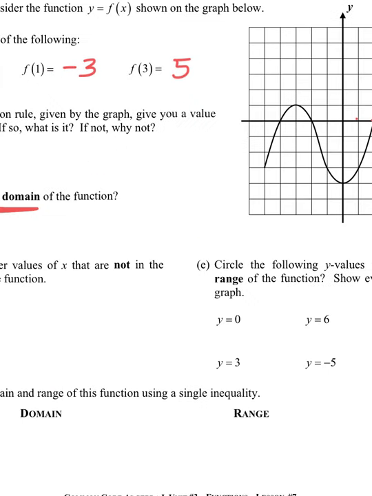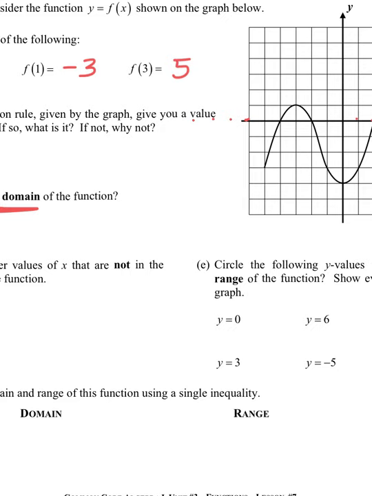Question D says, give two other values of x that are not in the domain of the function. Well, 5 is not, 6 is not, 7 is not. Any of those x's where there's not a point would not be in the domain. Or if I went to negative 6, not in the domain, negative 7, negative 8, negative 9. Even 3 and a half is not in the domain, because the graph, the function, doesn't go through that point in the x direction.